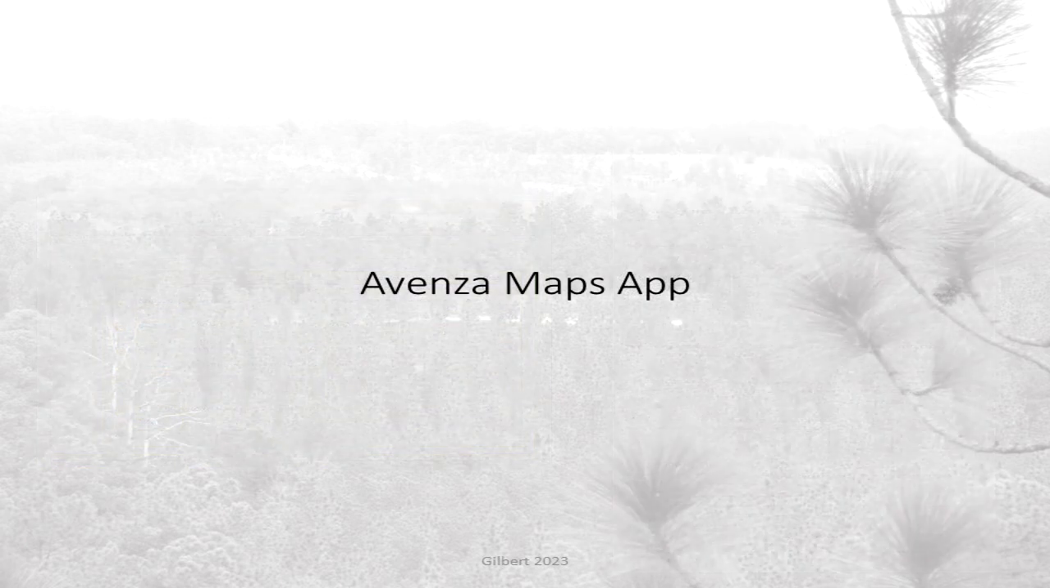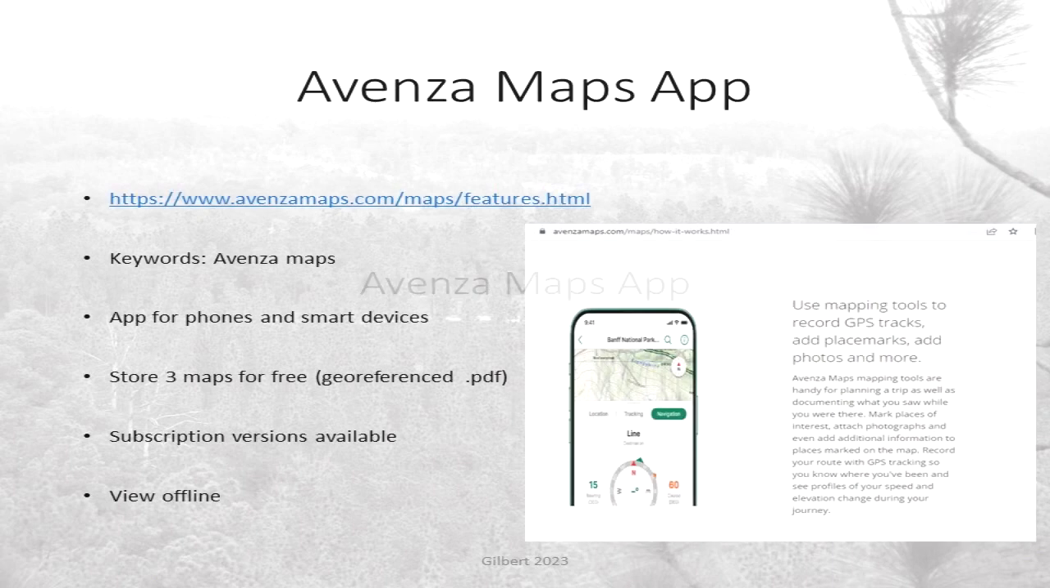So Avenza Maps, it's hard to do a presentation talking about online and free apps and maps without talking about it. It's something that we picked up a few years back and started using, and we use it quite extensively now. If you just type in Avenza, A-V-E-N-Z-A Maps, you can generally get it to pull up. It's an app for smartphones and smart devices. And so you can store 3 maps for free. Now they have subscription levels to go well beyond that, has more bells and whistles.